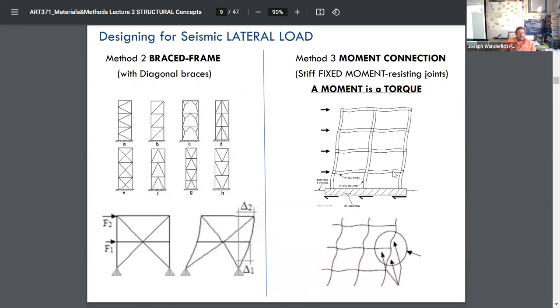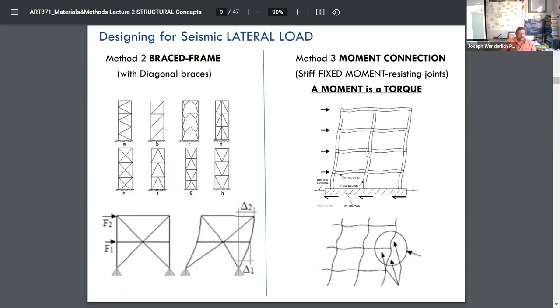And so here is the brace frame with a steel structure. You have these diagonals, right? In a moment connection, you're relying on the connection itself to be stiff enough to keep the whole thing from racking. This is more expensive.